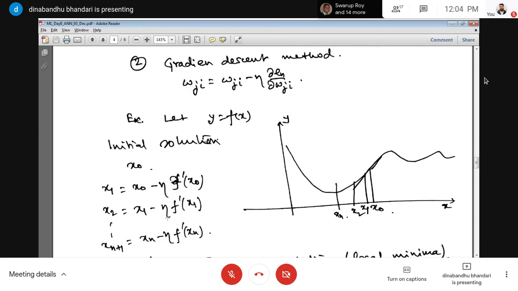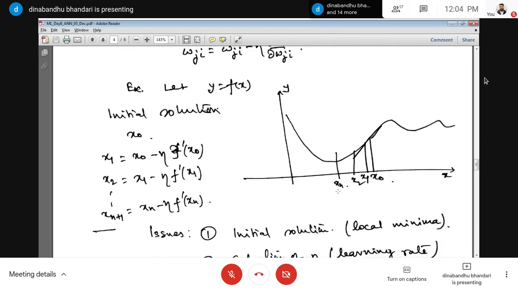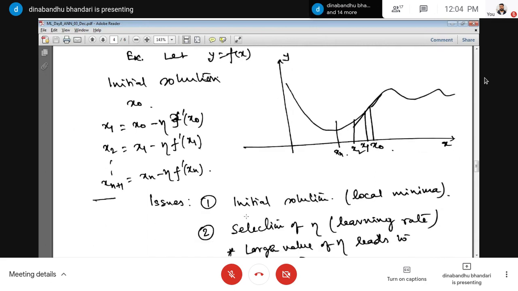It is an iterative method. X(n+1) will be xn minus eta into f dash xn. This is very simple, and obviously this is an approximation method. Now there are different issues, and I'll talk about them. Obviously the first is the initial solution. Here I got x0 here. Now unfortunately someone got x0 over there. Then obviously they will get the minima over here, not this one. Because if you draw the tangent there and go in the opposite direction, you will end up here. So if the initial solution is not proper, you may get stuck in a local minima.